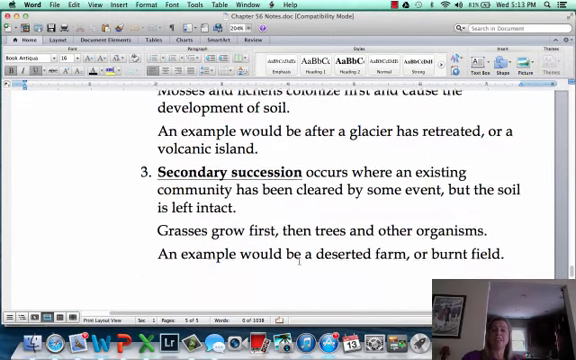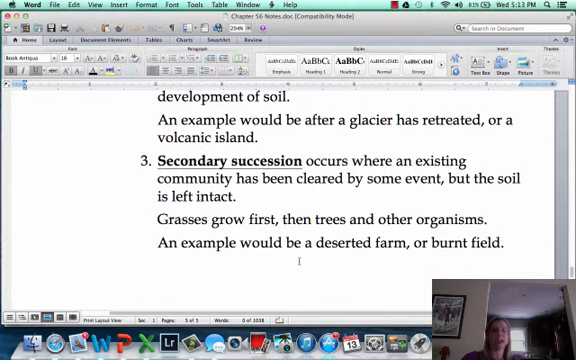Now, secondary succession is what happens after an event, but there is soil present, so there is dirt. So you could think of a deserted farm or a burnt field or a burnt forest, and so that's just going to be the different type of succession, where it doesn't have to make soil because it's already there, you just need the plants to come back after that. So that's going to be community structure.